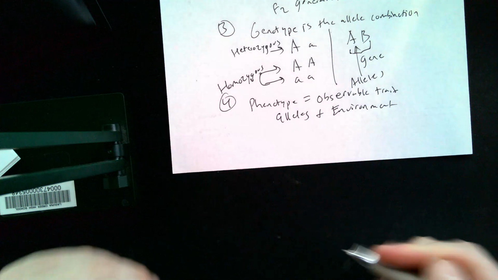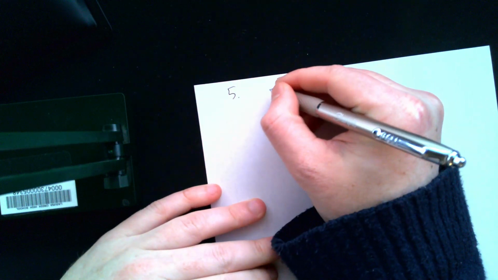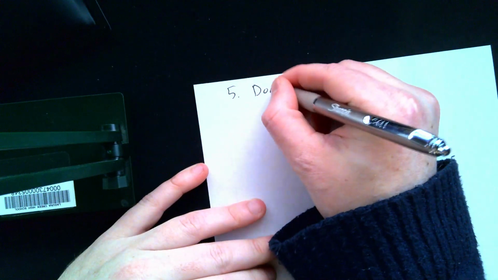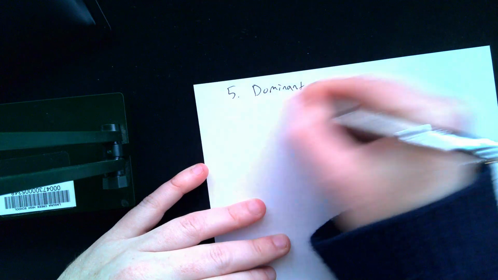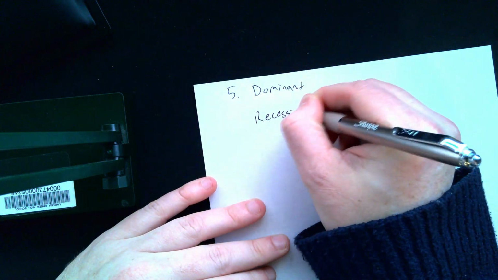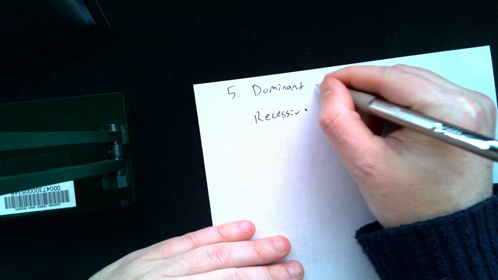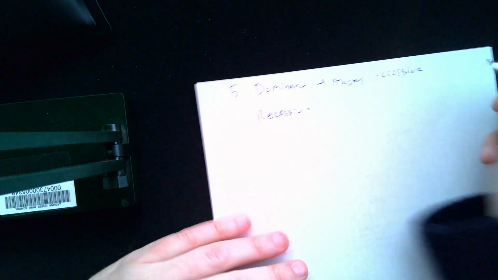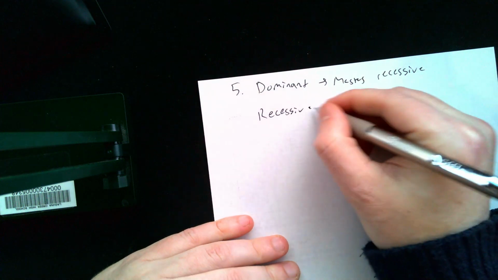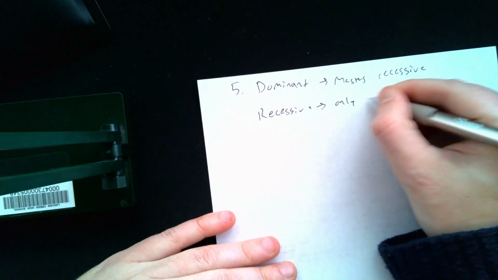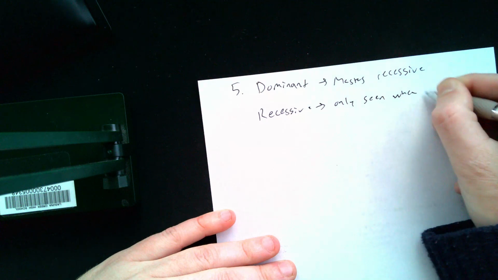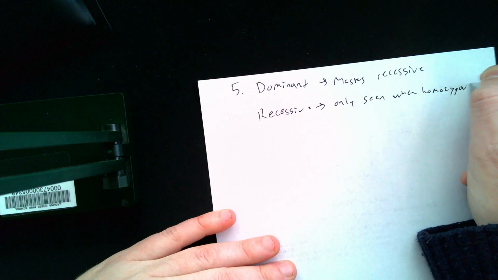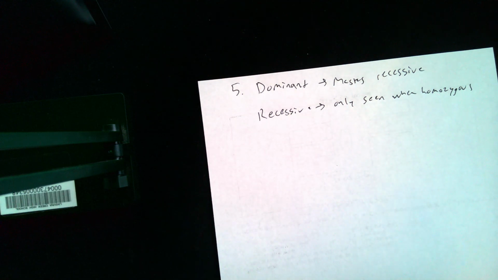Standard 5. What does standard 5 say? Standard 5 says that you have both dominant alleles and recessive alleles. A dominant allele masks the recessive allele, like overpowers the recessive allele. So the recessive allele is only seen when homozygous. Now, not all traits work like this, right? Only our simple dominant traits work like this.